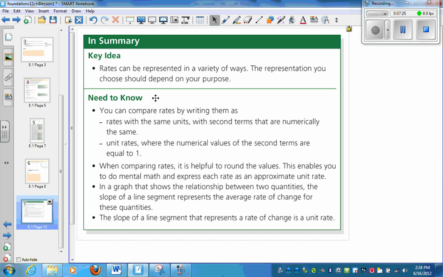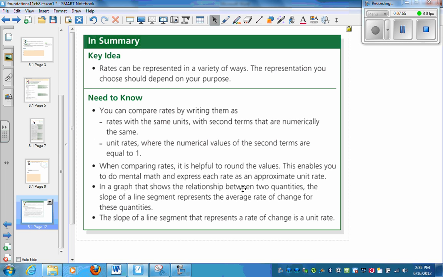So a couple things to summarize here. Rates can be represented in a variety of ways. The representation you choose should depend on your purpose. You can compare rates by writing them as rates with the same units, with second terms that are the same. So I could have per 2 minutes. If both rates were per 2 minutes, I could compare them. Or more often, we put it to unit rates, where the values of the second term are equal to 1. So both in 1 minute, or in 1 second, or per hour, or per kilogram.